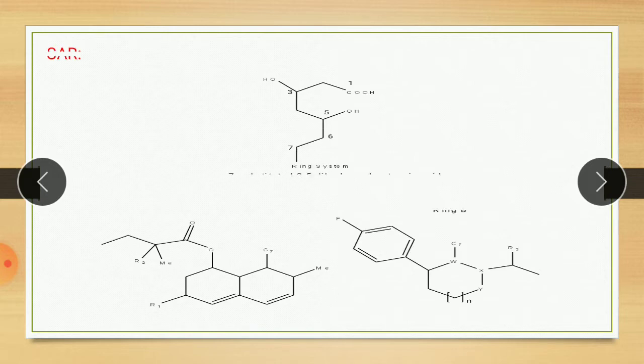Now SAR of these drugs. For the SAR study, the common structure of HMG-CoA reductase inhibitors is divided into three components. First is 7-substituted 3,5-dihydroxyheptanoic acid. Second component is ring A, the whole structure. Third component is ring B. So the general structure of HMG-CoA reductase inhibitor drugs contains these three components.